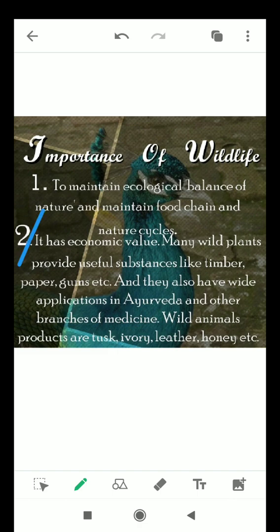The next we have is that it has economic value. Wildlife or natural vegetation has economic value, and many wild plants provide useful substances like timber, paper, gums, etc. They also have wide applications in Ayurveda and other branches of medicine. Wild animal products include tusk, ivory, leather, honey, etc.